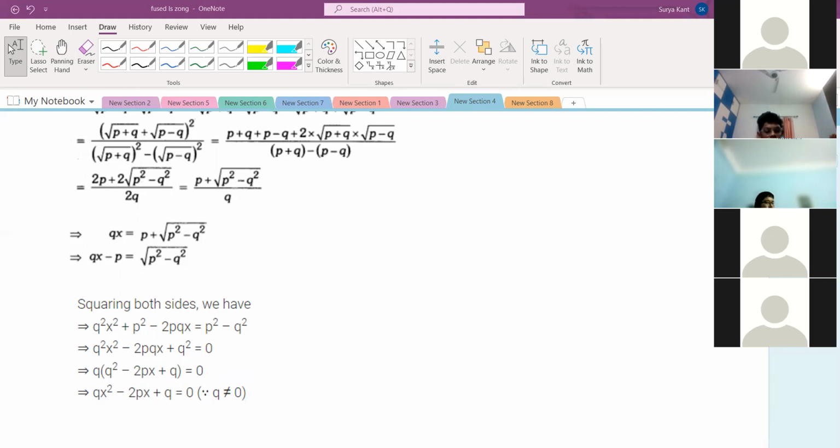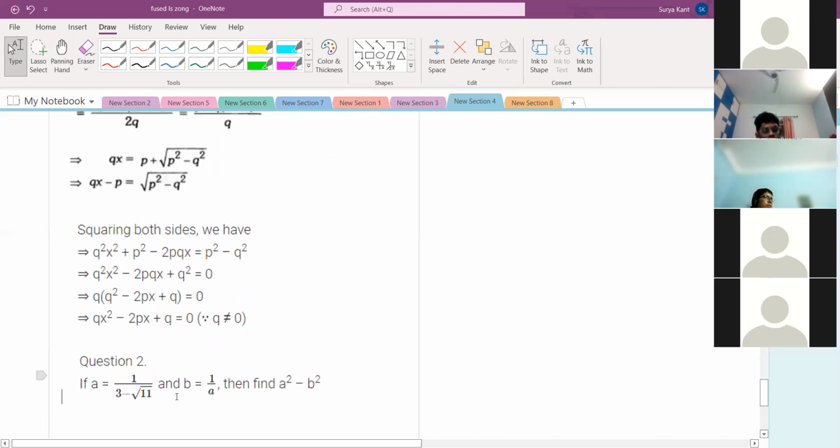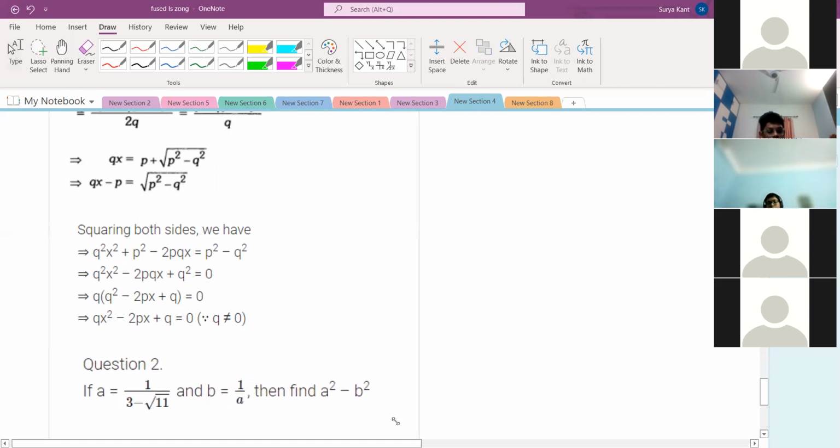Next question is question number 2. I'm just asking you a harder one now. See, question number 2 is solved now. This question: if a is equal to this much, b is equal to 1 by a, then find a square minus b square. Find the answer for this.